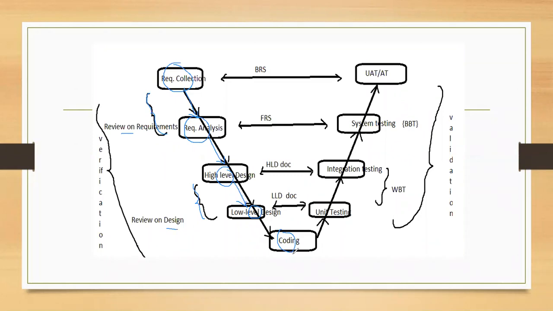Once the review is done, the same points apply: are all the requirements covered in the design documents? Is the design correct or not? Is the design understandable or not? Is the design reliable enough to go for coding? These are the points they are going to consider during the review of the design documents. Once it is completed, then they go for the coding. Once coding is done, next is unit testing.